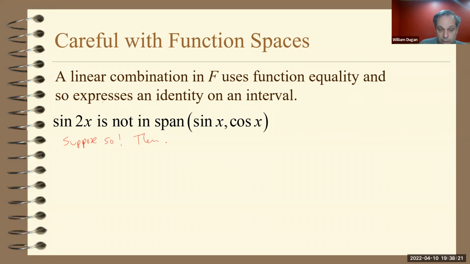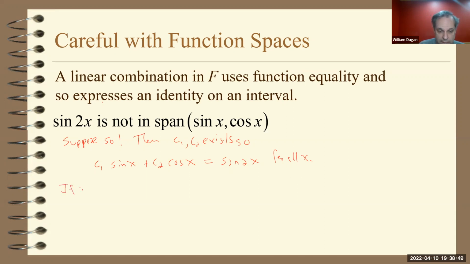Then scalars C1, C2 exist. So C1 times the sine of x plus C2 times the cosine of x has to equal the sine of 2x, and that's for all x. Okay, well then I want to have a relationship between C1 and C2 only.